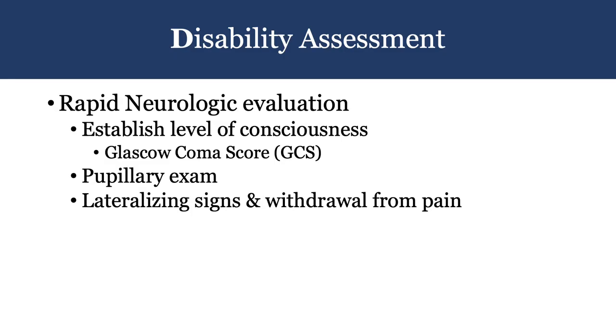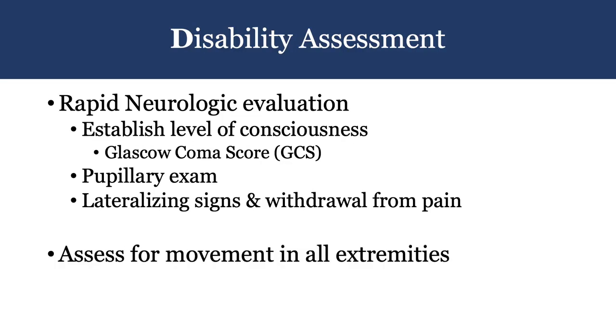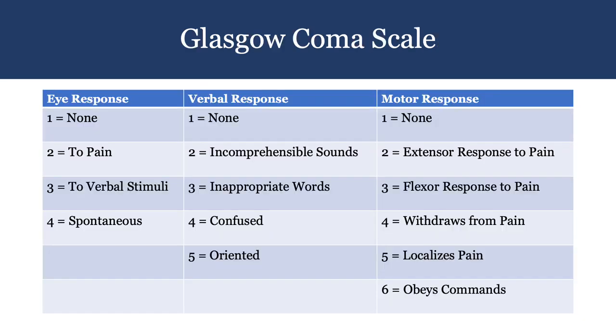So in the assessment for disability, which is essentially neurological assessment, we want to do a rapid neurological evaluation. We quickly establish the level of consciousness using a Glasgow Coma Scale. We do a pupillary exam and we look out for any focal or lateralizing signs and withdrawal from pain. We want to assess movement in all extremities.